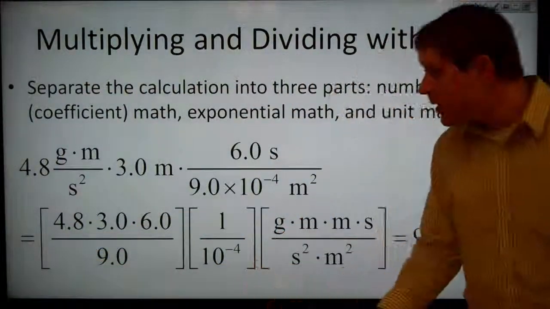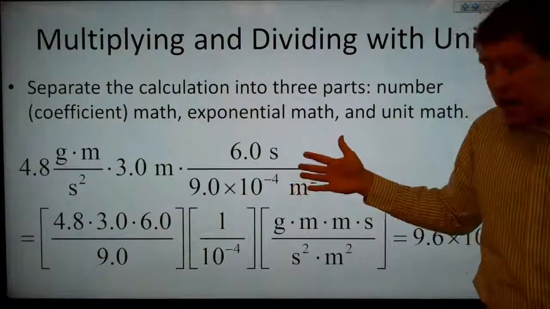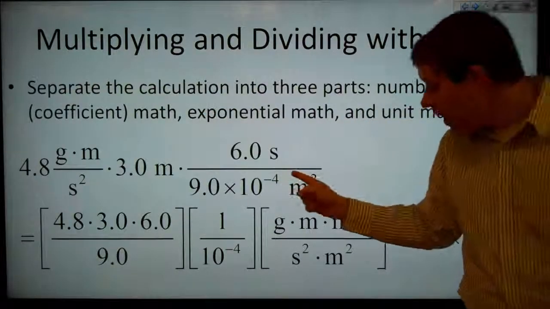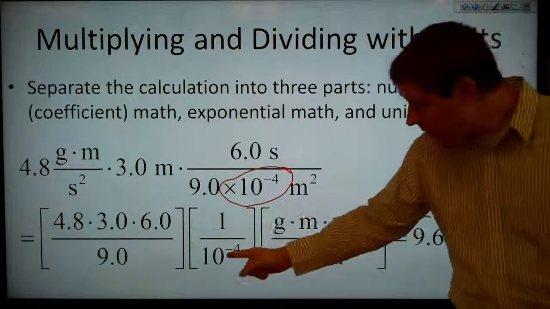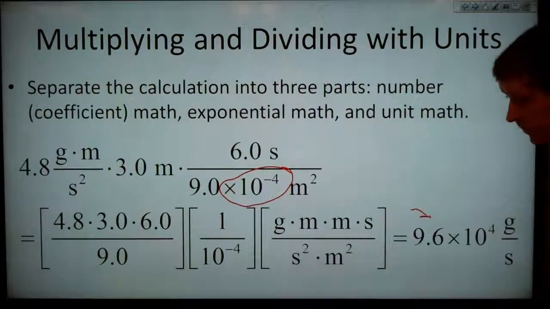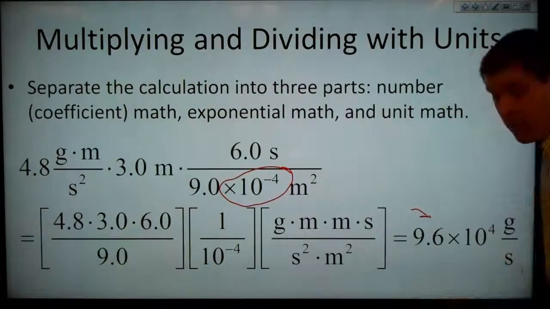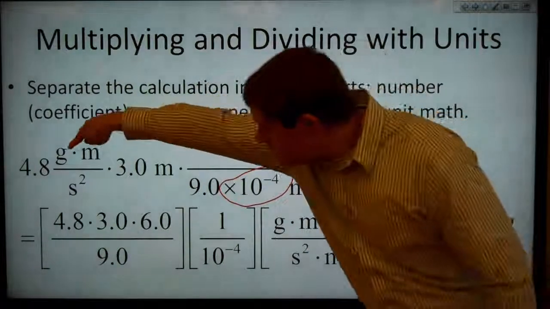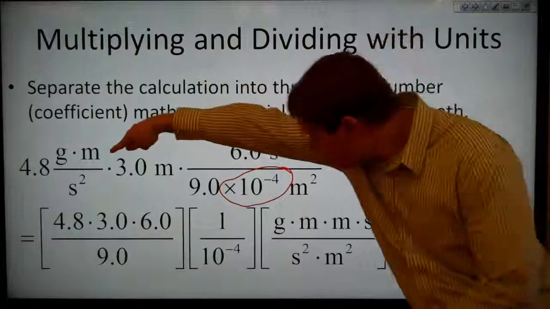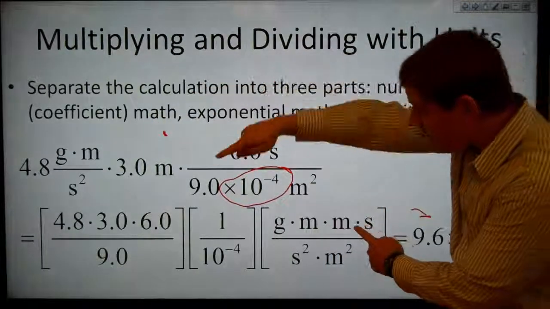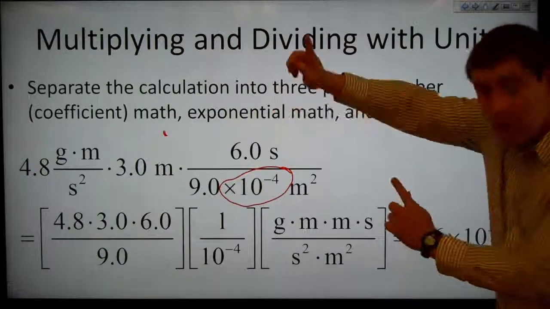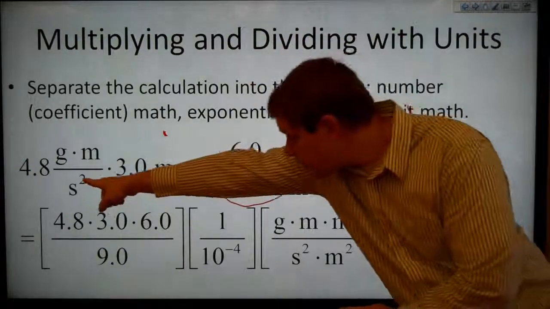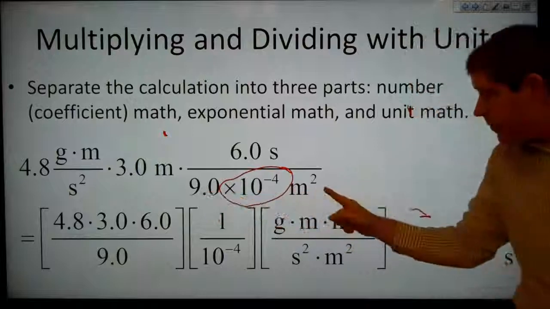The second set of brackets is now we're looking at the exponential terms. We only have one exponential term here. It's in the denominator. So we have 1 divided by 10 to the minus 4. And now we're going to look at the unit math. So we have grams from there. We have meters from here. We have meters from there. We have seconds from here. And now let's look at our denominators. We've got seconds squared there. And we have meters squared here.